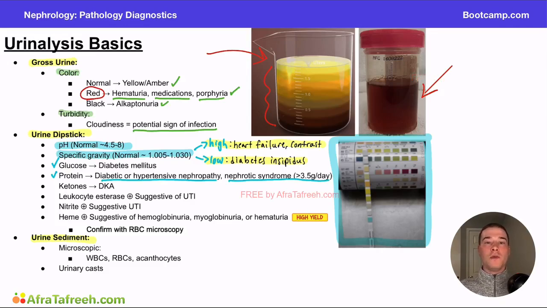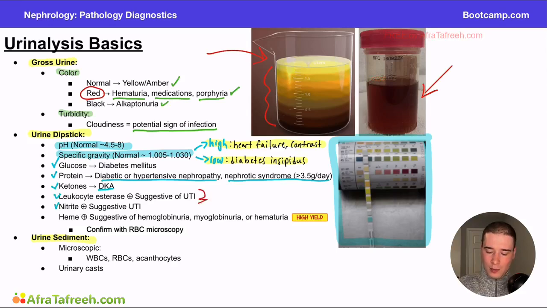And again, this is useful information because we would not typically expect to see protein, or definitely not this much protein, in the patient's urine. And so if we do see it on the urine dipstick, this is helpful for narrowing our differential diagnosis. Other things that can be helpful are the presence of ketones, which might be indicative of DKA or diabetic ketoacidosis. Leukocyte esterase positive is suggestive of a UTI, as well as a nitrite positive test.